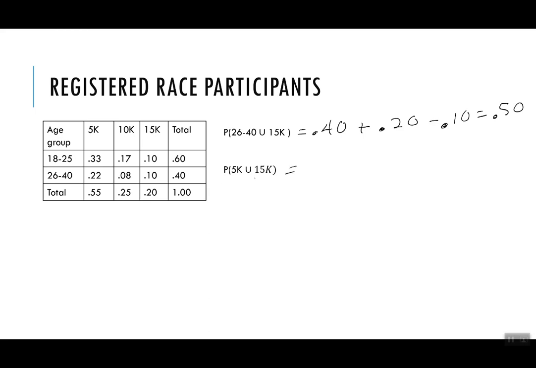How about 5K or 15K? So the 5K was 0.55. The 15K was 0.20. This time I have no intersection because we said everybody's got to pick one race and you're only going to run one. So my total is 0.75.